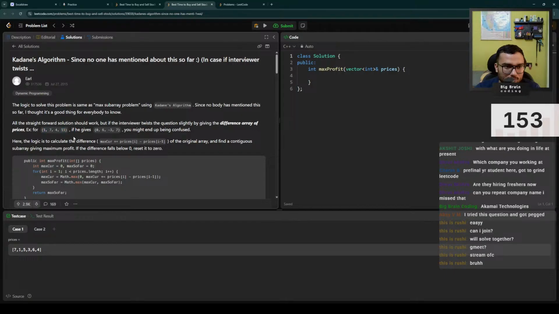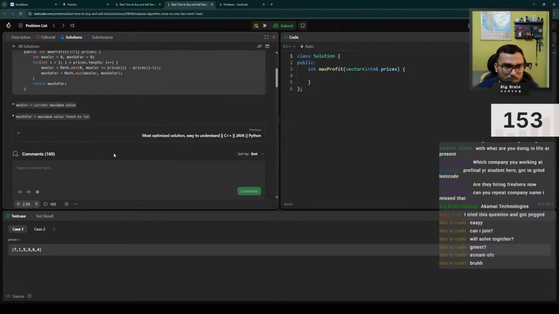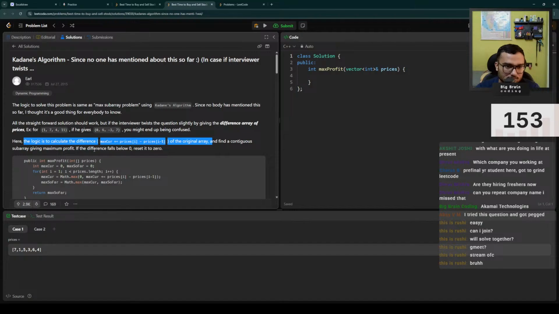So we calculate the difference array and do the cadence algorithm. We get the thing. That's also fine.